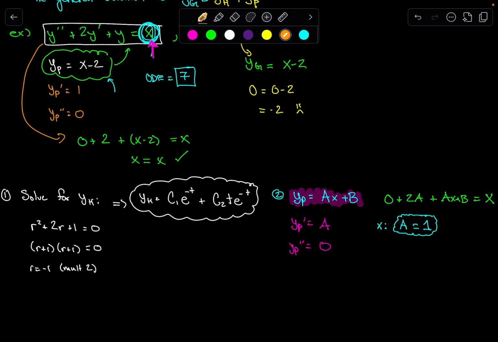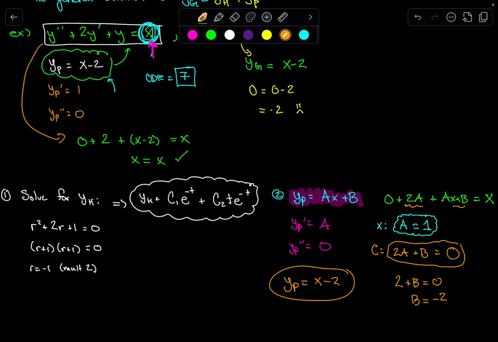Now, the next question is, okay, how many constants do I have on both sides? Right? How many things do I have that don't have any x's? Well, on the left side, I have 2a of them plus b of them. And on the right side, I have no lingering constants. So we get this second equation right here. But I already know that a is 1, so I get 2 plus b is equal to 0, and so b is equal to -2. And we very quickly get that our particular solution was equal to x minus 2.